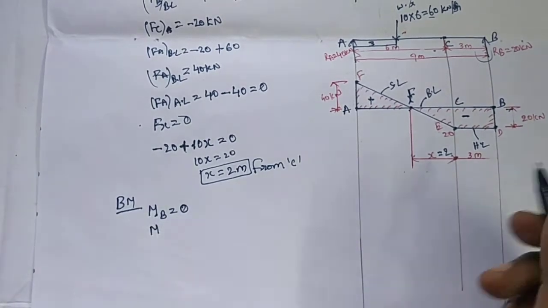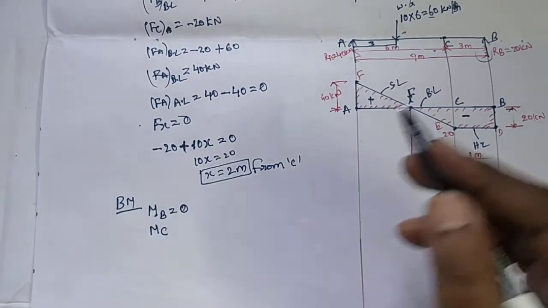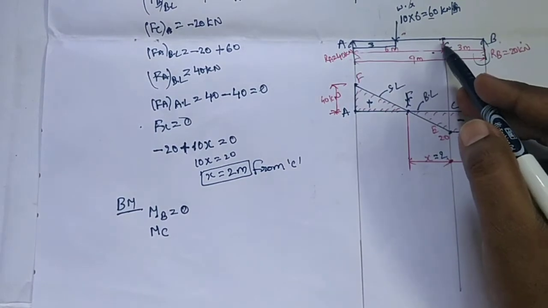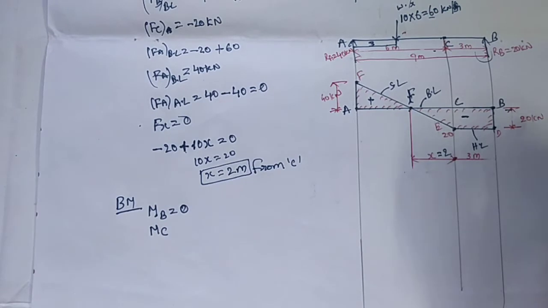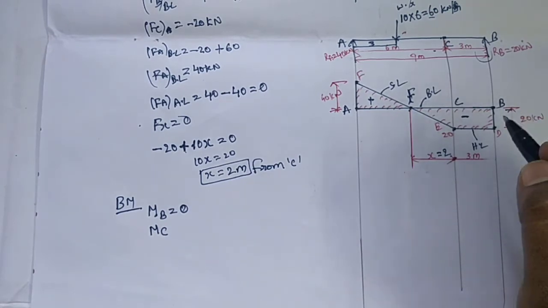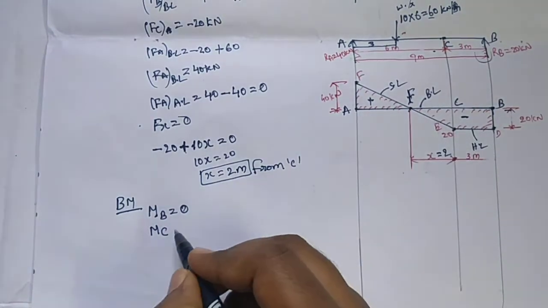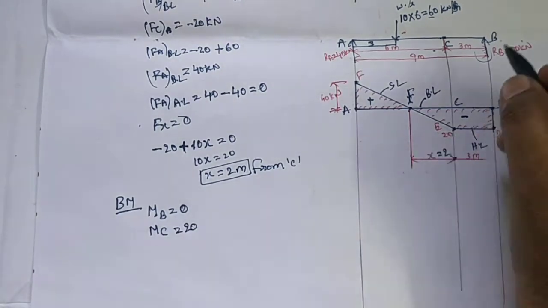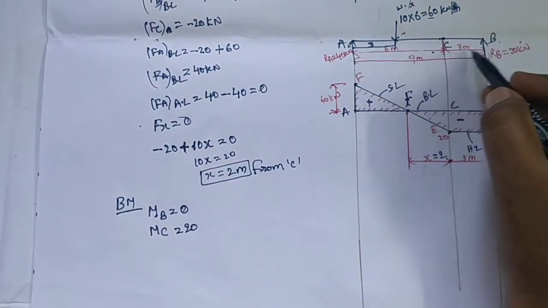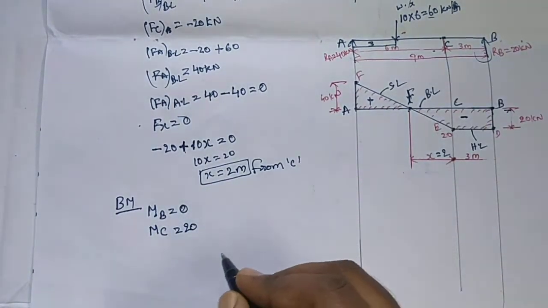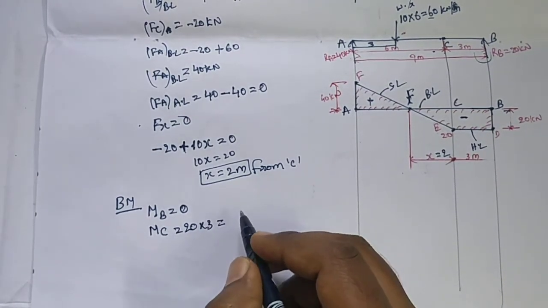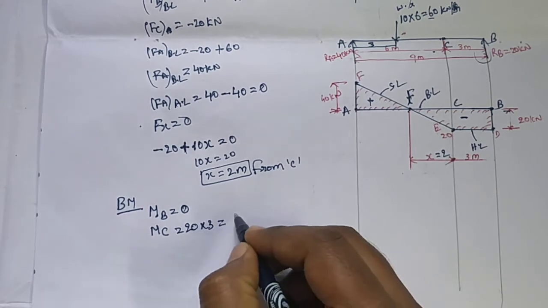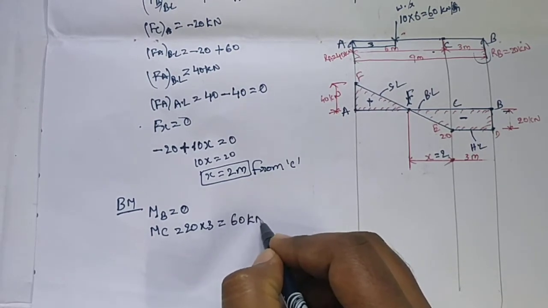Next, bending moment at point C. At point C there is no load. Right side of C having one reaction force, that is acting anti-clockwise, so that it can be taken as positive, that is 20. It is acting 3 meters from point C. 20 into 3, so that the value of bending moment at point C is 60 kilonewton meter.